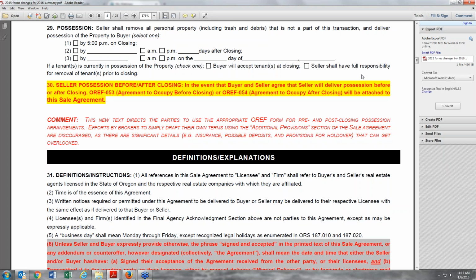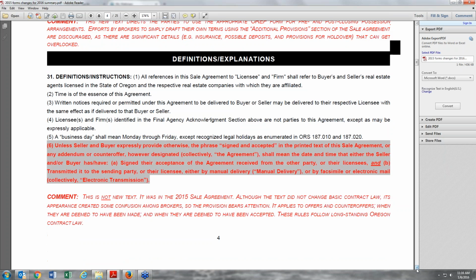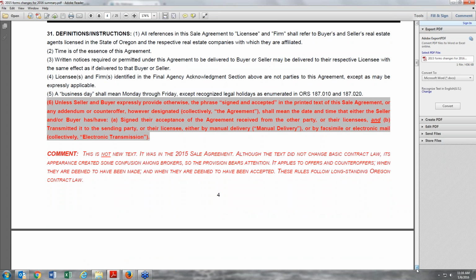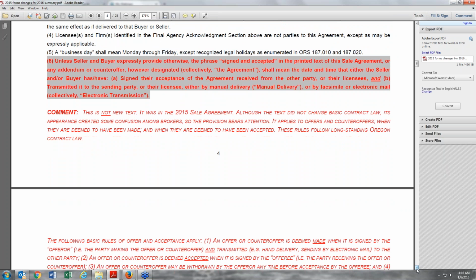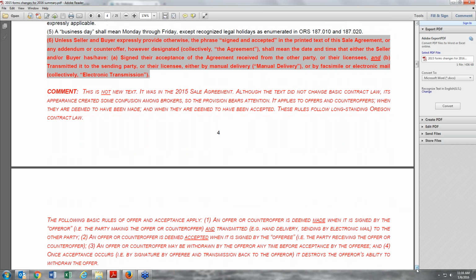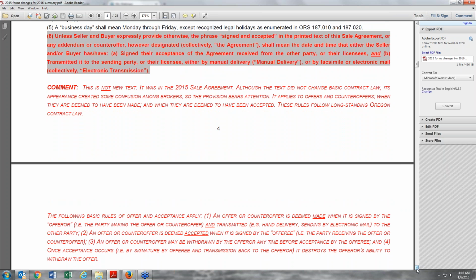Section 30. Let's see, not section 30. We just covered that under the definitions and explanations. So buried in the middle of the sale agreement is what was formerly section 1, definitions and instructions. And you'll see that I have in gray section number 6, gray being highlighted that way because I want to talk about it, but it's not new. It was in the last couple of years, I think, that this provision came into existence.